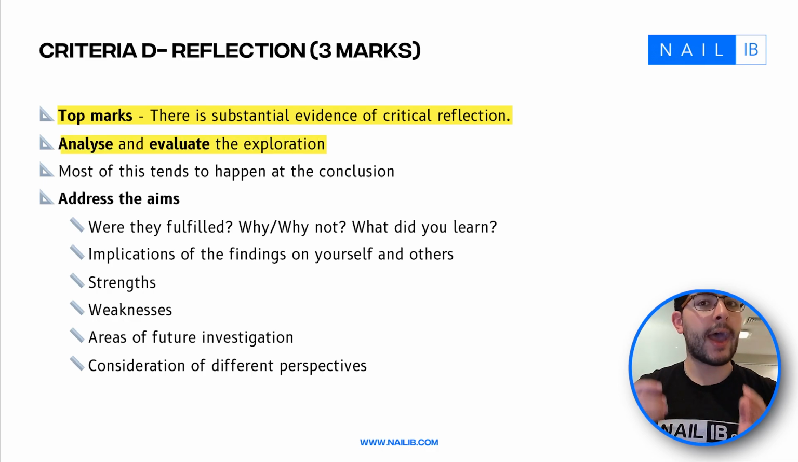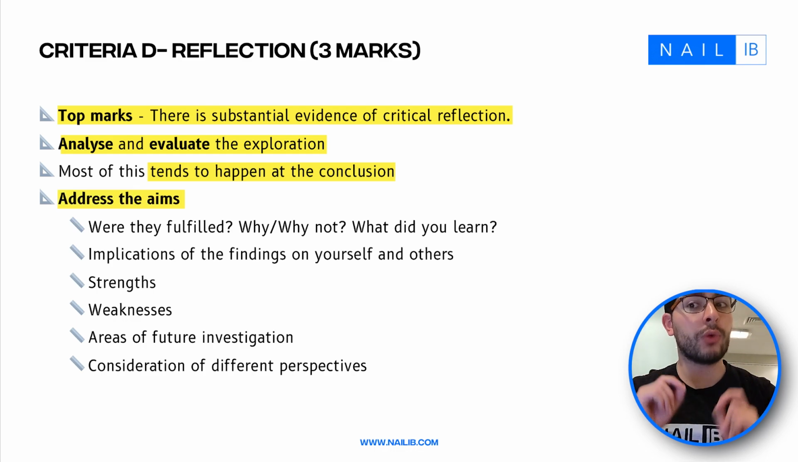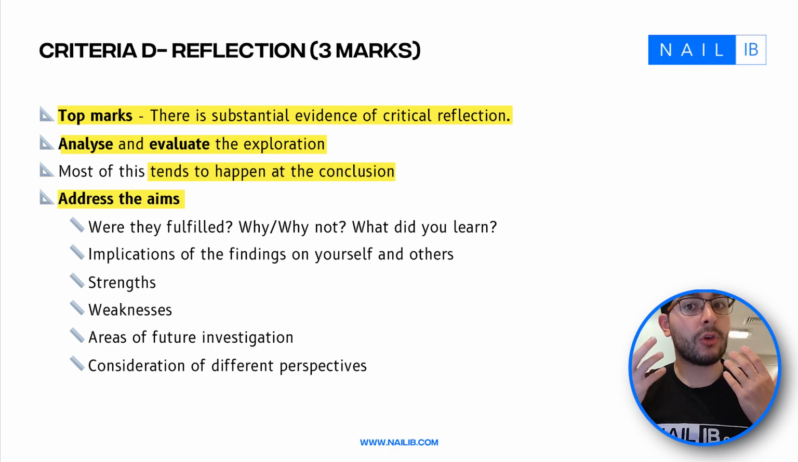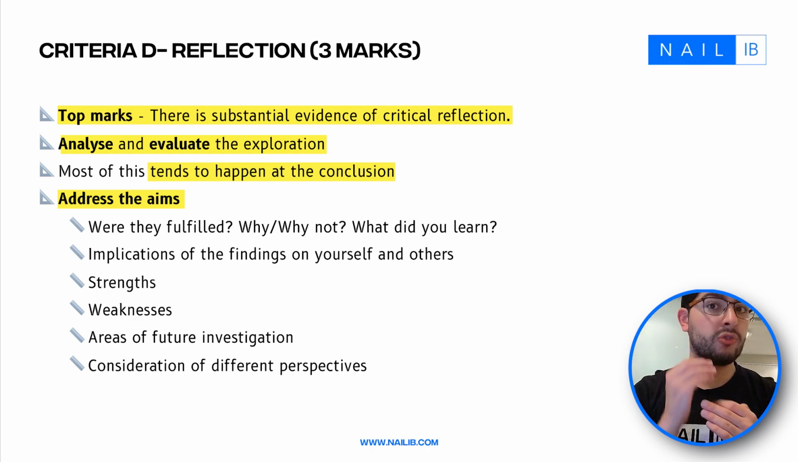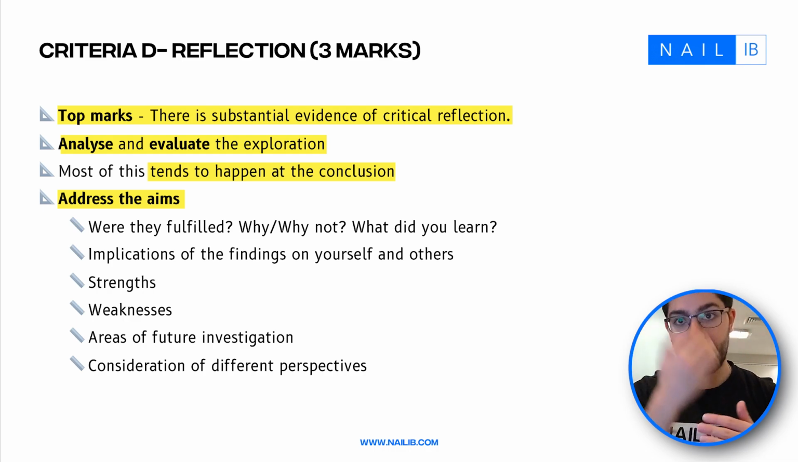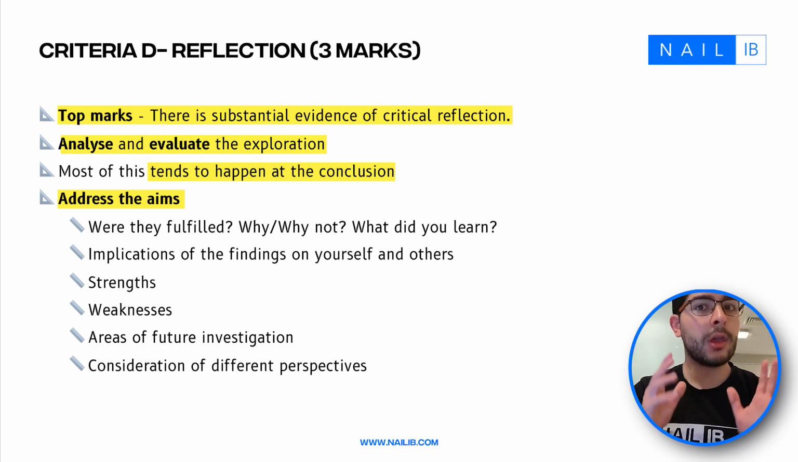Now, that means you need to analyze and evaluate the exploration. I think a lot of this tends to happen in the conclusion, but a lot of it can be inherent throughout your IA. Throughout the conclusion, though, this is the main part: you need to talk about addressing the aims. As I may have said in the presentation criteria, one important thing was that your intro outlines what your aims are. Now, in your reflection, at the end of your IA, once you've gone through all your investigation, done all your mathematics and all the heavy lifting, you need to address: were my aims fulfilled?